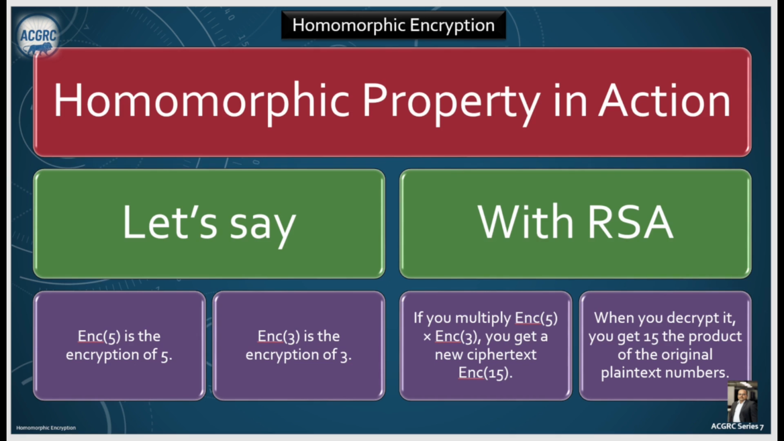Let's say Encrypt(5) is the encryption of 5, and the same for 3. Now with RSA, if you multiply Encrypt(5) by Encrypt(3), you get a new ciphertext which is Encrypt(15). So when you decrypt it, you get 15, the product of the originals, as if you had done the same thing on plain text numbers. So that's how it works on the ground from an RSA perspective.